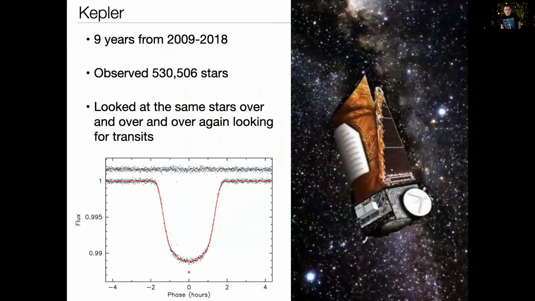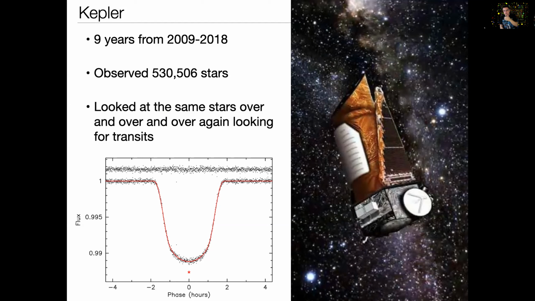So lots and lots of those planets came from a mission called Kepler. This is the Kepler Space Telescope over here on the right. It was not the most enormous telescope in the world. It was much smaller than Hubble, but it was designed with a very specific purpose in mind, and that was to measure the transits of exoplanets by looking at the same stars over and over and over again. So the mission was aloft for 9 years.